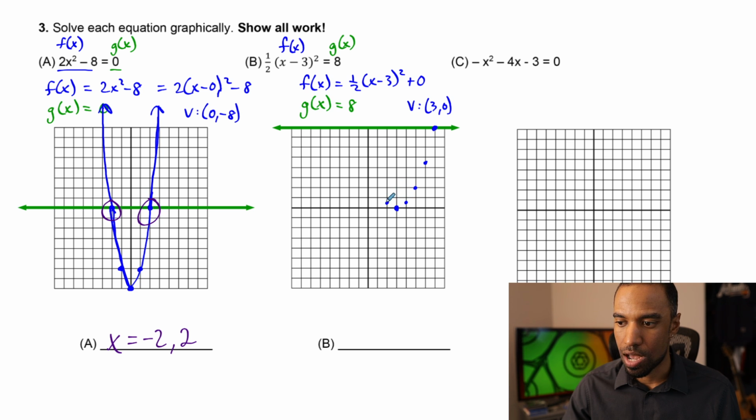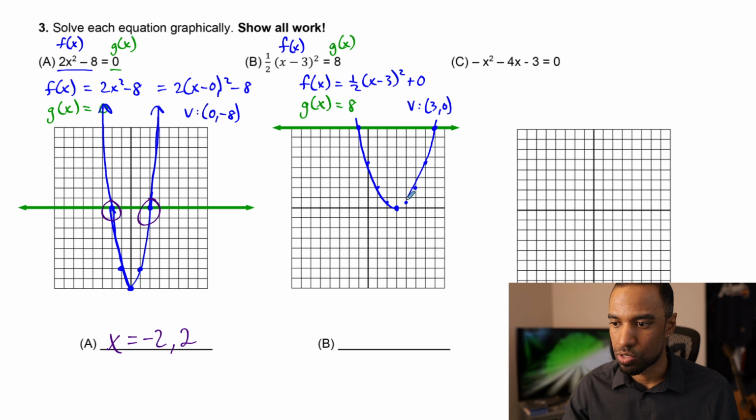Reflect the other ones across. 1 away, 1 away. 2 away, 2 away. 3 away, 3 away. 4 away, 4 away. Like that. You see where those things cross? Where they cross is my answer to this. And what are those x values? That is what's being asked right here.